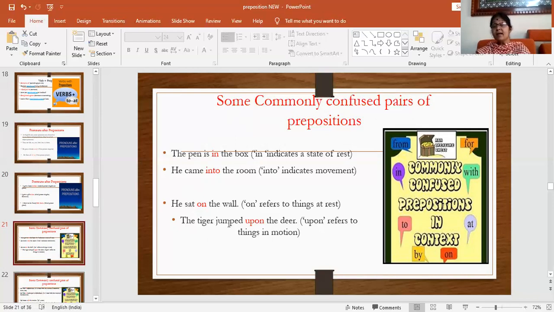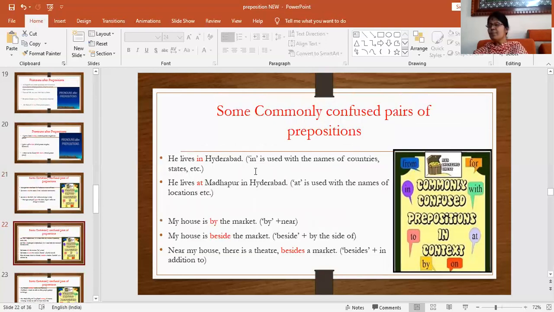And then the tiger jumped upon the deer, right? Upon refers to things in motion. So always use on when you're referring to things at rest, and use upon when you're referring to things in motion, right?